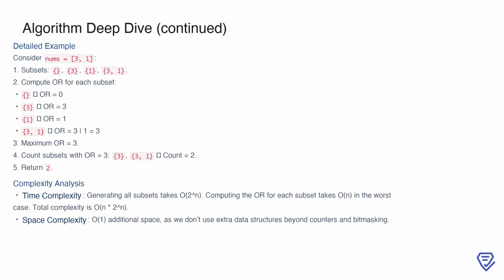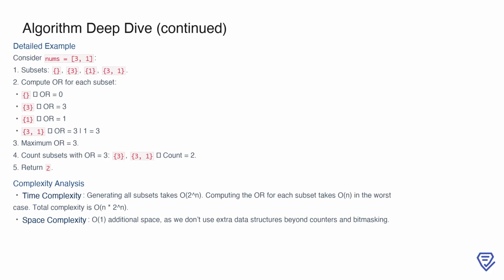The subsets of nums are [], [3], [1], and [3, 1]. For each subset, we compute its bitwise OR. The empty subset has an OR of 0. The subset [3] has an OR of 3, and [1] has an OR of 1. The subset [3, 1] combines 3 and 1, resulting in an OR of 3.